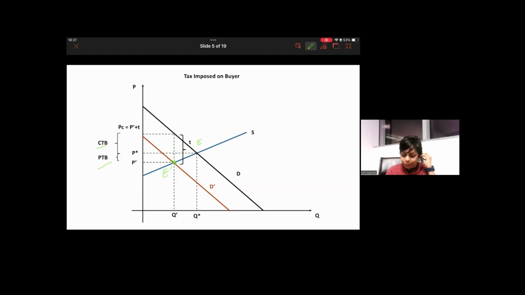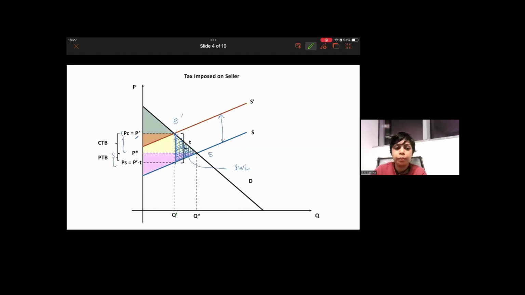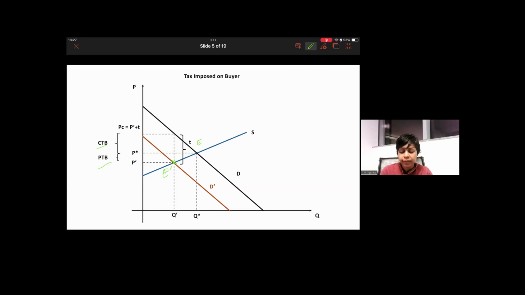So you can see that the consumer tax burden and producer tax burden remain the same, which is what I was asking in the beginning: what do you think changes and what does not change? The thing which changes is the market price. P prime, you can see in the previous diagram, was more than P star when the tax was imposed on the seller. But when it is imposed on the buyer, P prime is less than P star. So the market price is changing, but the consumer tax burden and producer tax burden are not changing. It works out to be the same.